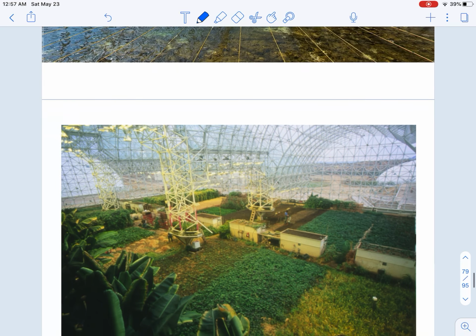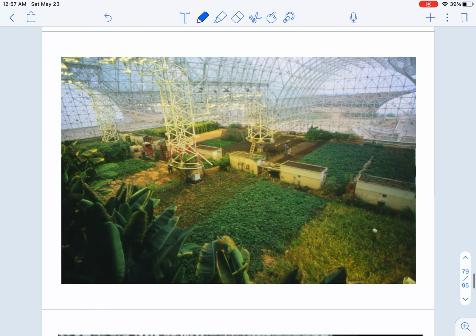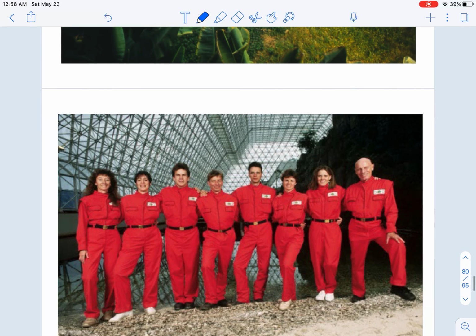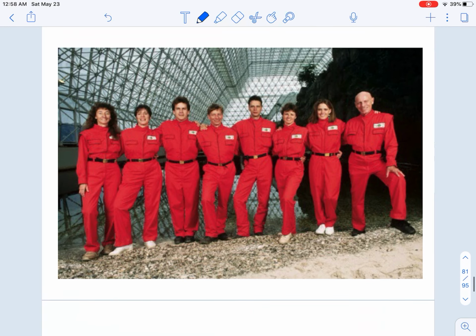And so they thought that if they sealed it off and put this group of people in there, the oxygen formed by the plants could be consumed by all the animals, and it would have a nice balance in there. These are the 8 people who went in there. And as you'll see in the videos, it didn't go so well.